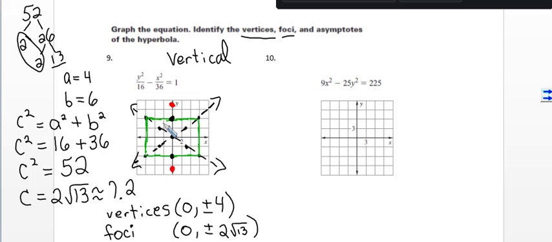So we're using these things to guide us through. You've got to go through your vertices. So you get close to your asymptote, but don't touch.